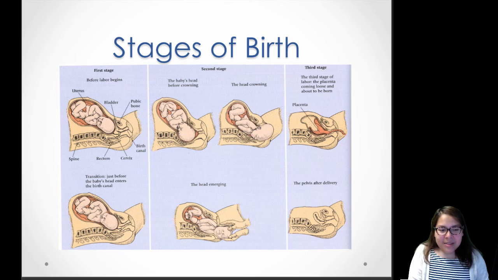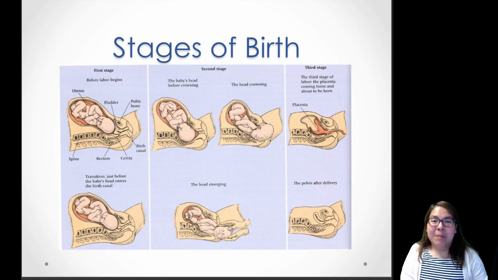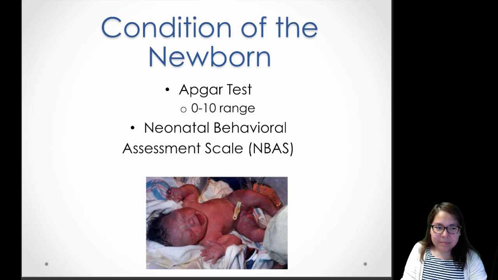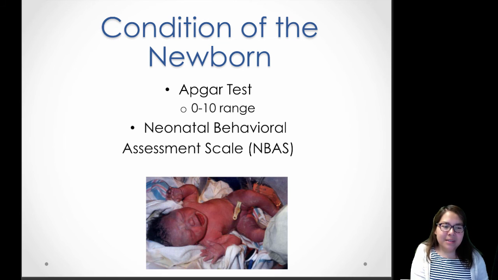So the third and last stage is the delivery of the placenta, and this takes about 5 to 10 minutes as the uterus once again contracts and expels the placenta from the mother's body. And so this is done by even more pushing. Once delivered, the newborn is assessed using a quick appraisal called the APGAR. The APGAR is a quick assessment of the newborn's heart rate, their respiration, their color, muscle tone, and reflexes. So each characteristic examined is rated from 0 to 2 and results in a score up to 10.